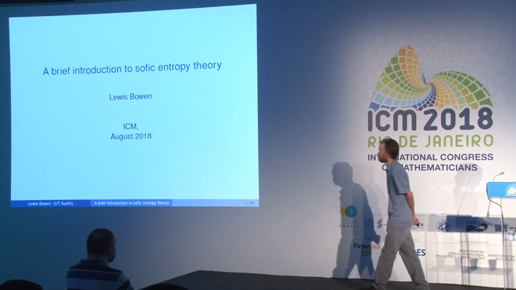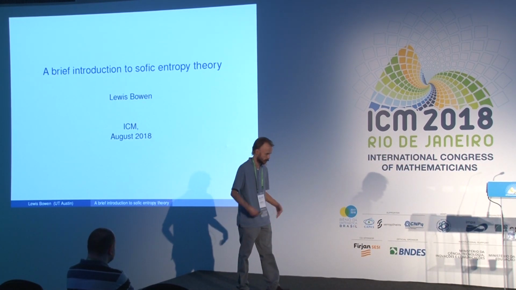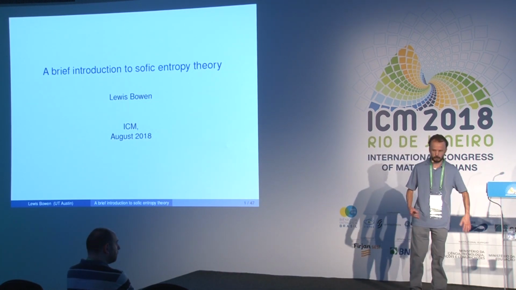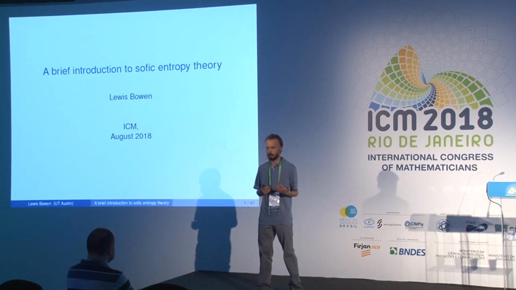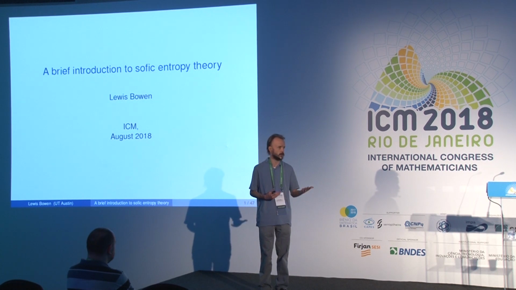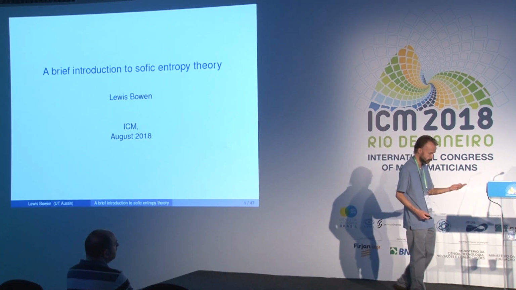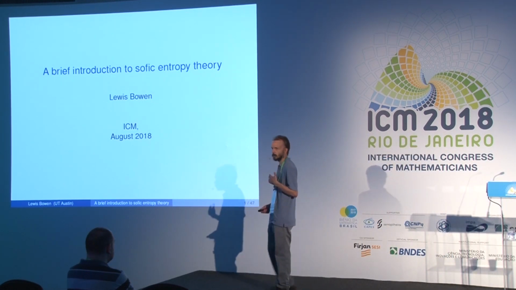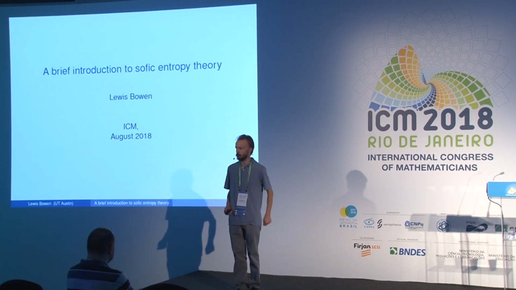Okay, so my talk is going to be about Sofic entropy theory. This is an entropy theory that I introduced in 2008. It's an entropy theory for countable groups acting on compact spaces by homeomorphisms, so that's the topological Sofic entropy theory. And there's also a measure theoretic counterpart for countable groups acting on probability spaces by measure preserving transformations.